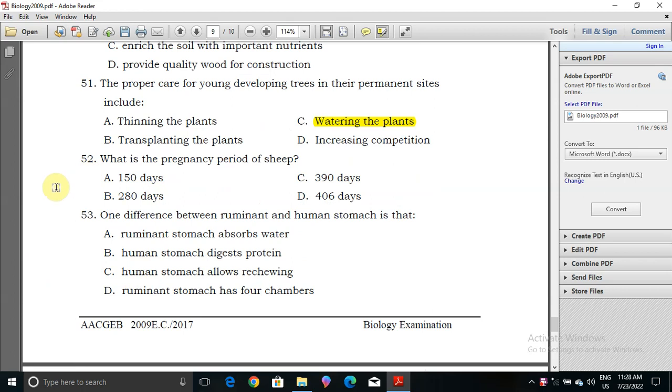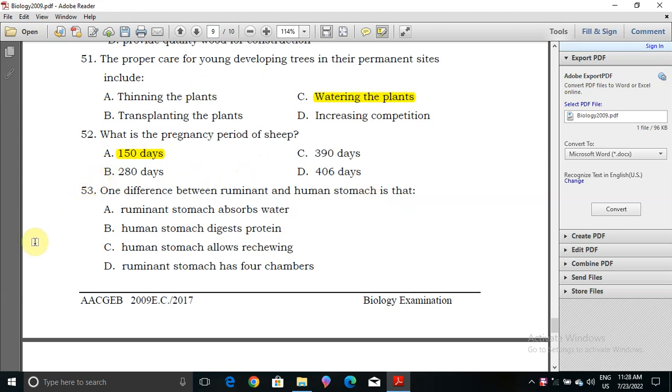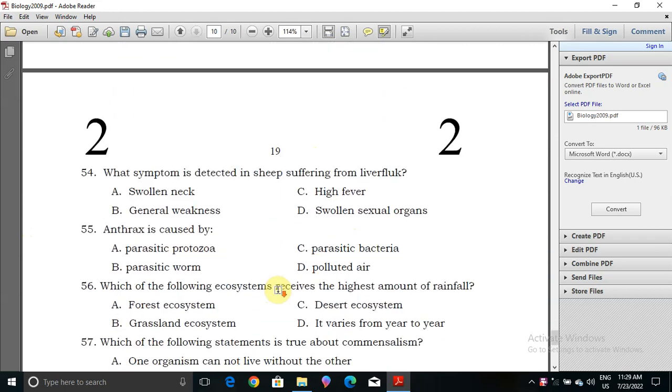Now question number 52. What is the pregnancy period of sheep? It will be 150 days. 150 days is the period of pregnancy of sheep. You can also get this information in the textbook of grade 8. Now question number 53. One difference between ruminant and human stomach is what? Ruminant stomach absorbs water? No. Human stomach digests protein? No. Human stomach always receiving? No. Ruminant stomach has 4 chambers? Yes. While the human stomach has only 1 chamber, one stomach only. Okay, now question number 54.